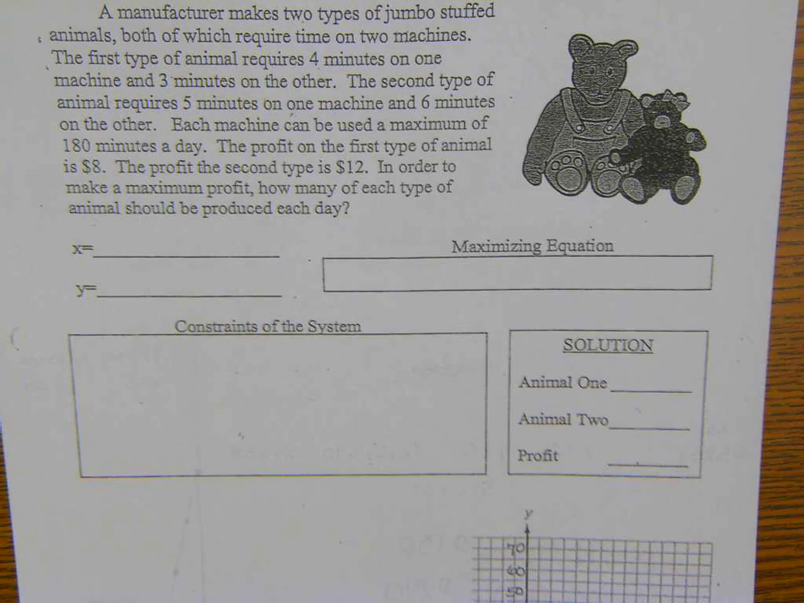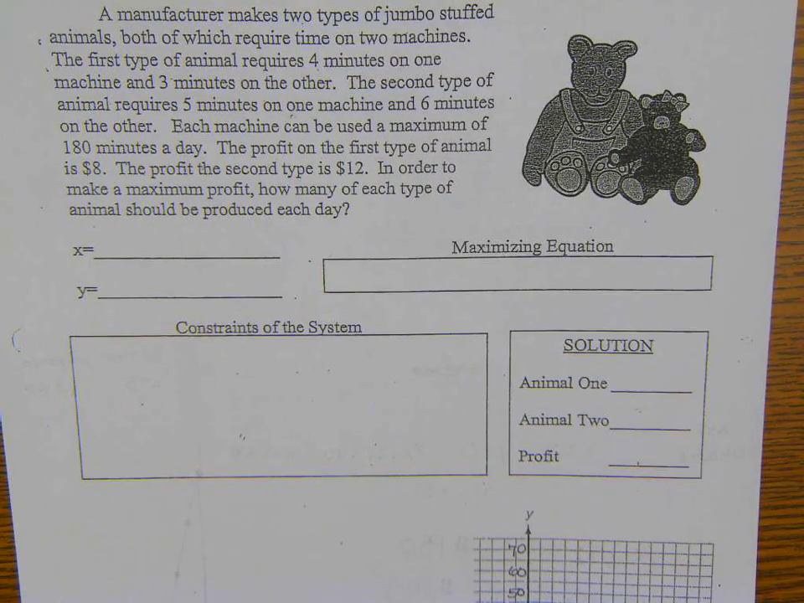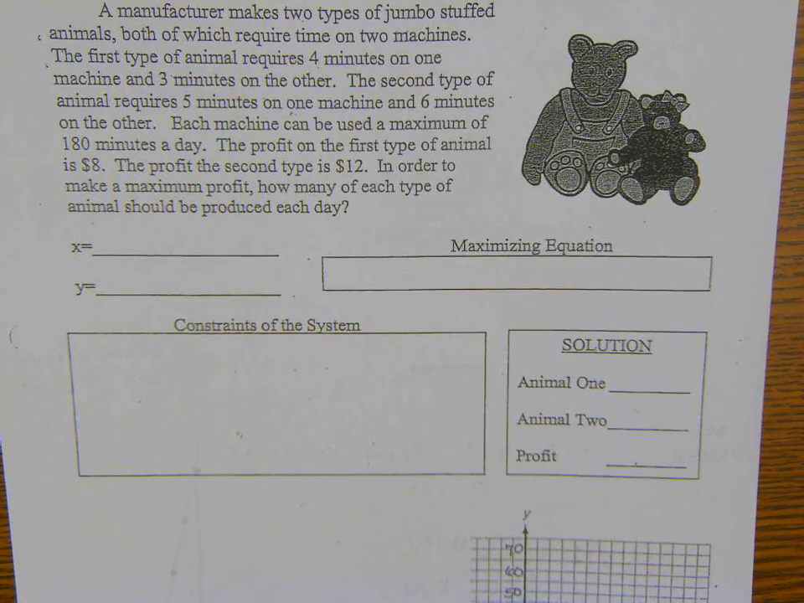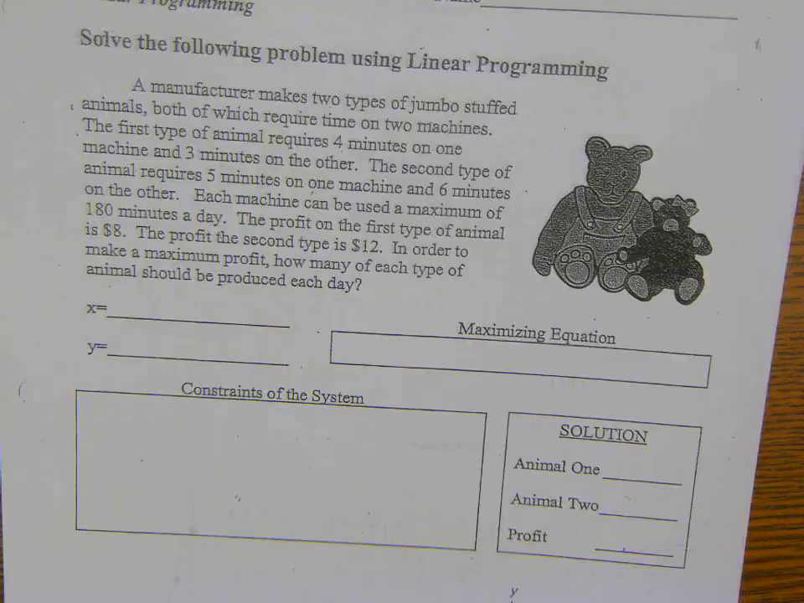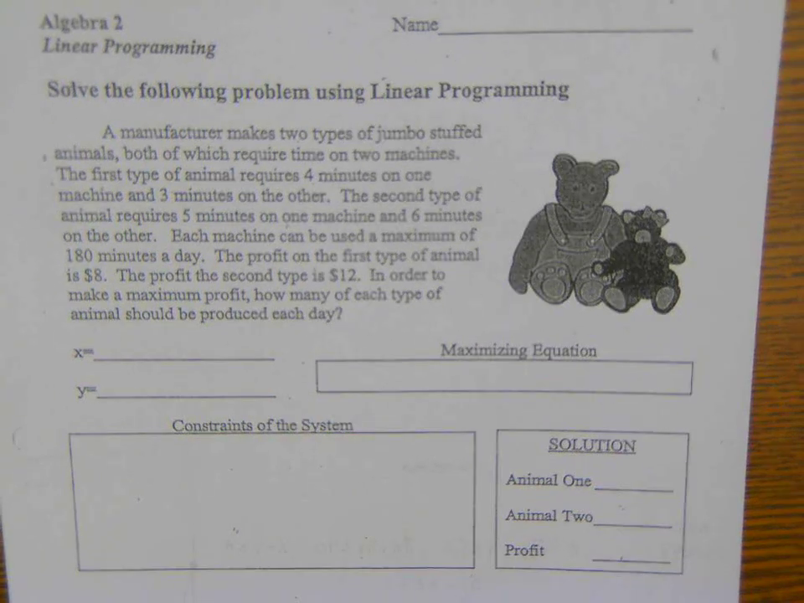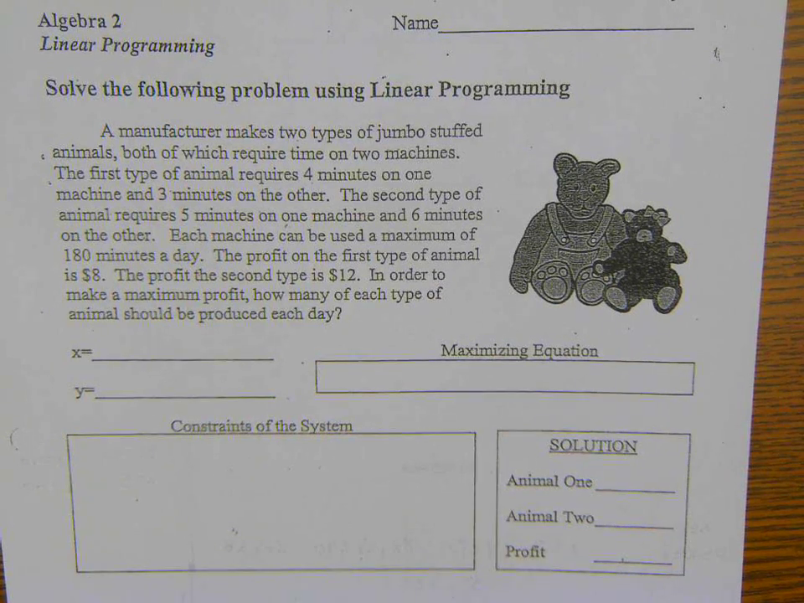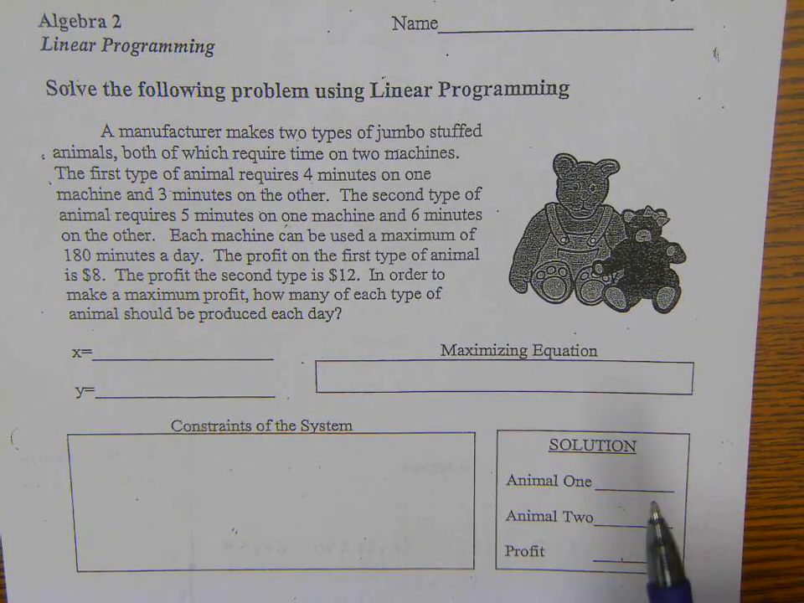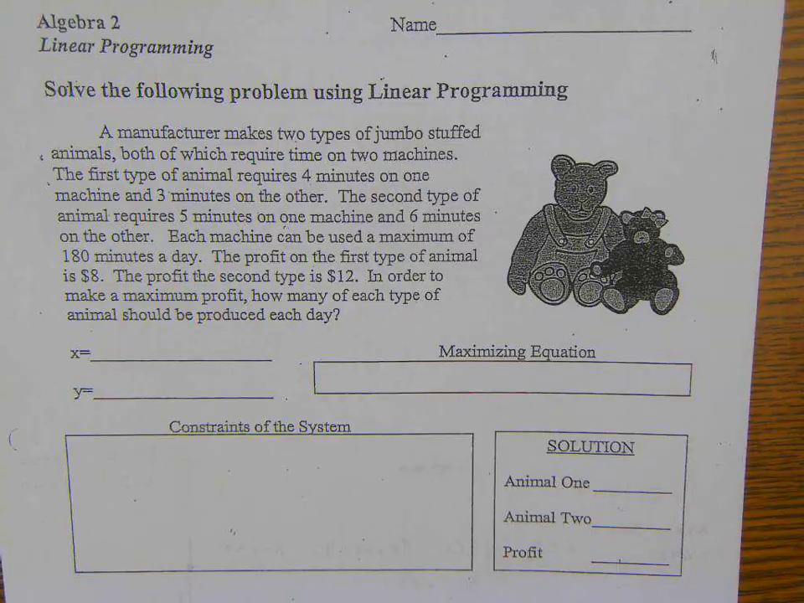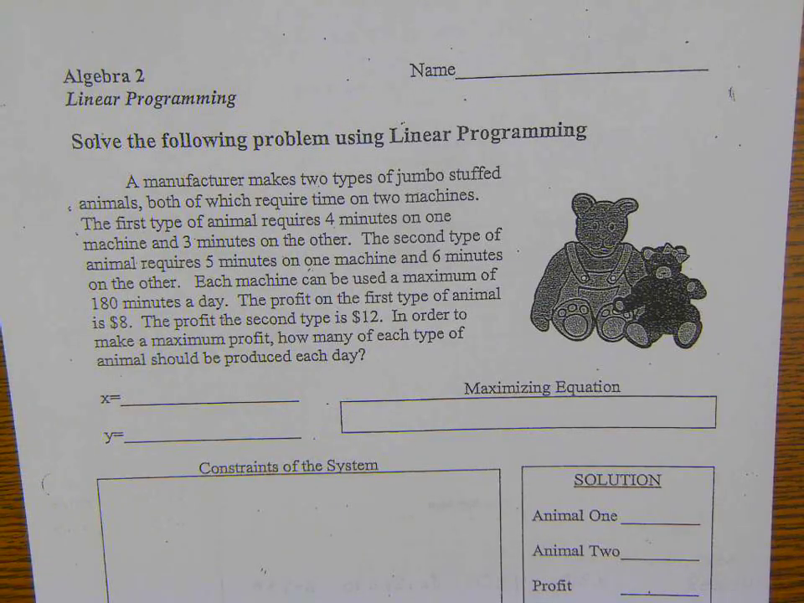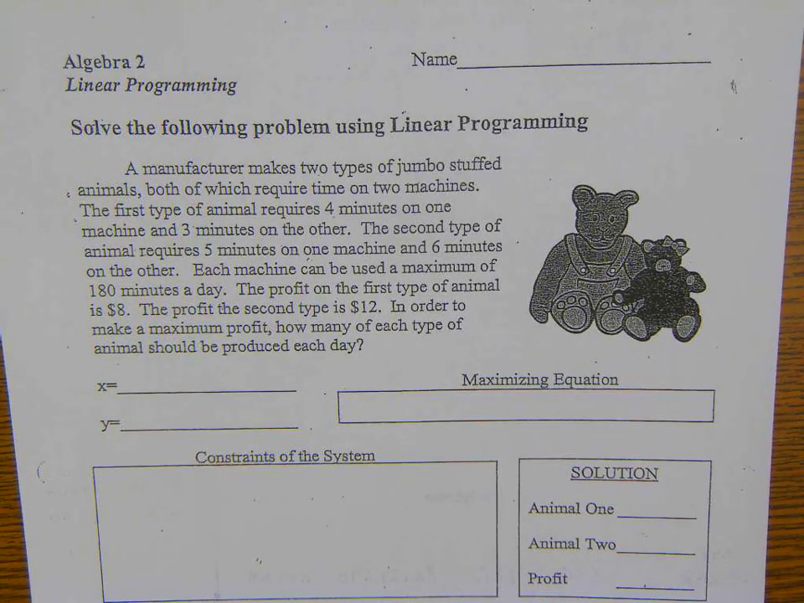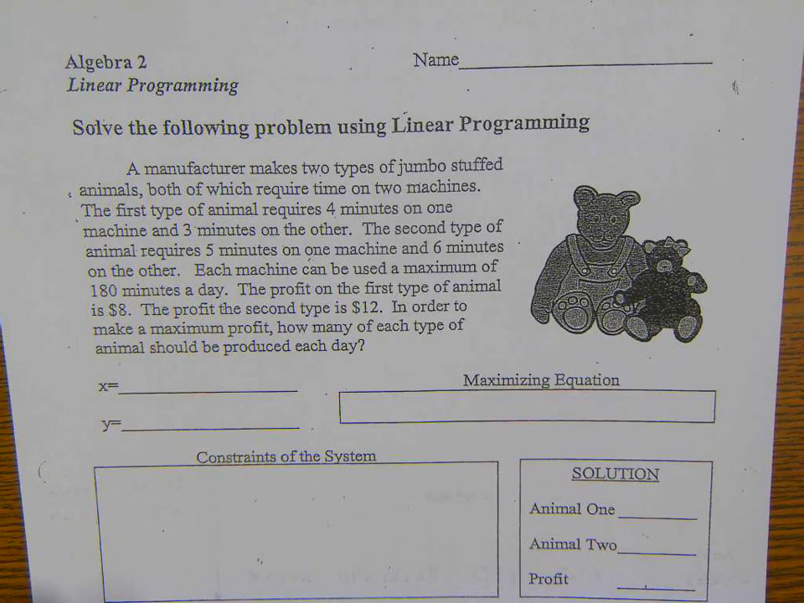Okay, so on this one, it says a manufacturer makes 2 types of jumbo stuffed animals, both of which require time on 2 machines. The first type of animal requires 4 minutes on one machine and 3 minutes on the other. We couldn't say what the animal type was, it just says the first type. All right, so 4 minutes on one machine, 3 minutes on the other. Second type of animal requires 5 minutes on one machine and 6 minutes on the other.